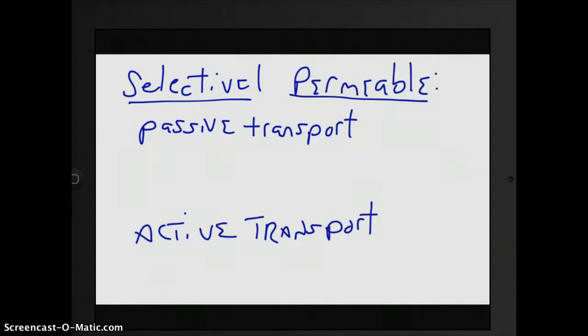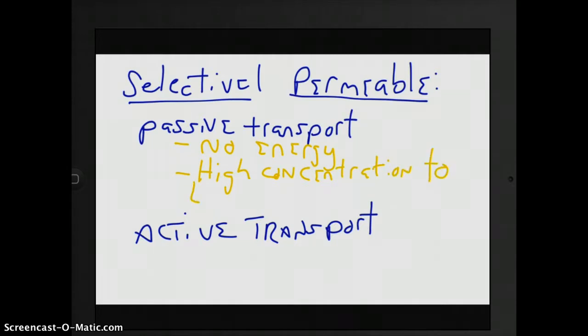Passive transport requires no energy because it's moving from areas of high concentration with lots of particles to areas of low concentration with very few particles. That requires no energy.